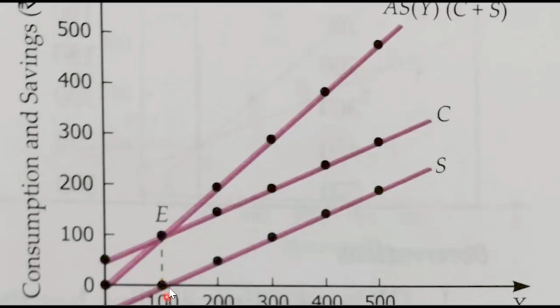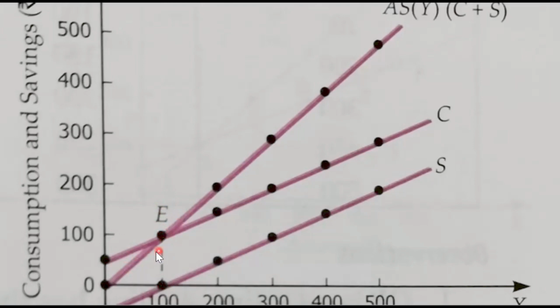And at this level of 100, our consumption is also 100 on this graph. Okay. And this is a break-even point, which is represented with capital letter E. And what does this break-even point mean? Equilibrium point. Equilibrium point means income is equal to consumption.